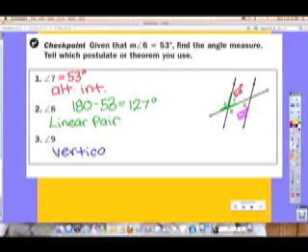Perfect. Oh yeah, I forgot to put on my picture. So if this is 127, vertical angle is 127. Did any of you do the same as Maddie, vertical angles on that one? Oh, tons of you. Did any of you do something different? Yeah, what did you do, Annie?